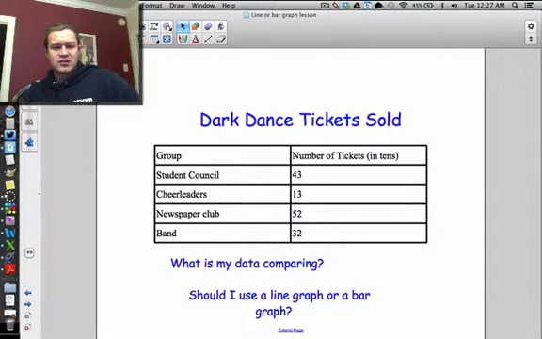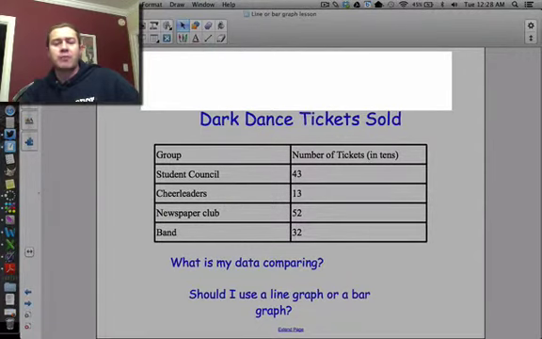Now let's take a look at this graph here. Dark dance tickets sold per group. I have here student council, cheerleaders, newspaper club, and band. And I have their data here. What is my data comparing? Am I comparing minutes and how many tickets we got per minute? I'm comparing groups. These are going to be disjointed. The people that are in student council aren't selling tickets with cheerleaders. They're completely different. They're competing for who can sell the most tickets. So as a result, we're going to be talking about a bar graph.